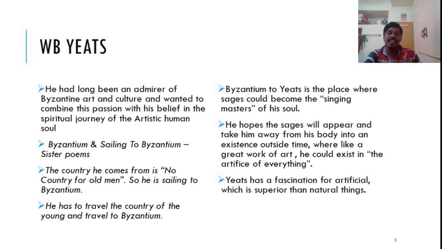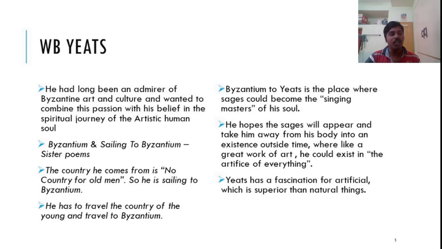So when the sages sing to the soul, what is the effect that would happen? That in his older life, W.B. Yeats, after hearing from the sages who sing to him, right, his soul would make a spiritual journey, right? So he hopes that the sages will appear and take him away from his body into an existence outside time, where, like a great work of art, he could exist in the artifice of everything.